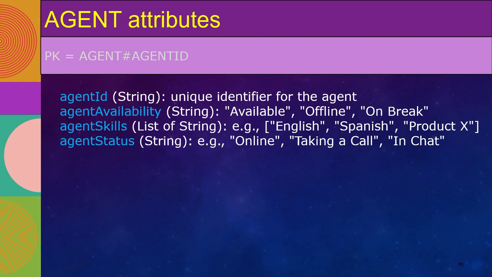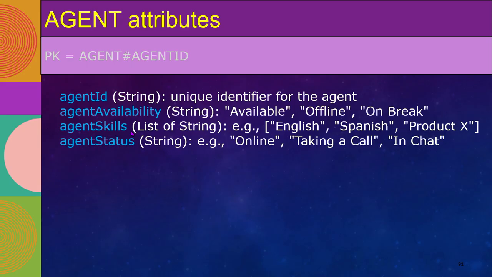So you have attributes of the agent. You want to know if the agent's available. You want to know if the agent's on vacation, etc. So there are attributes I could use here. Right now, I'm just taking a couple of attributes. So if I look at them, I have agent ID, which is a string. Agent availability is a string.